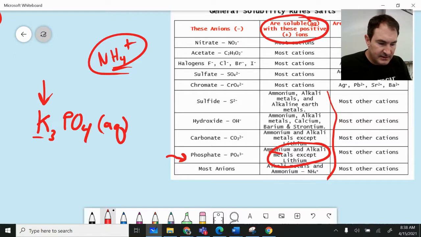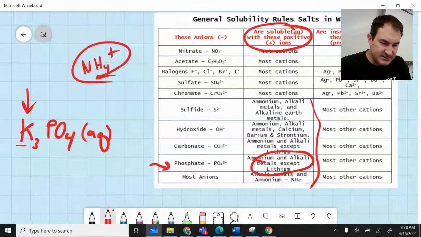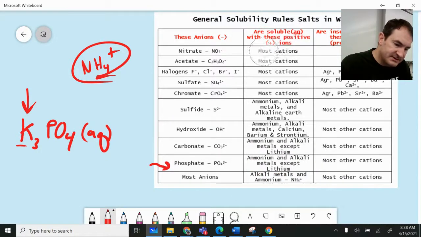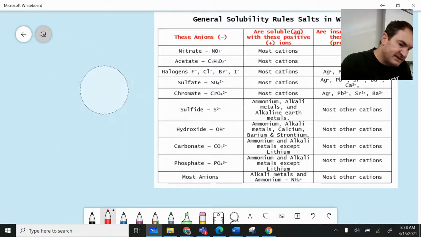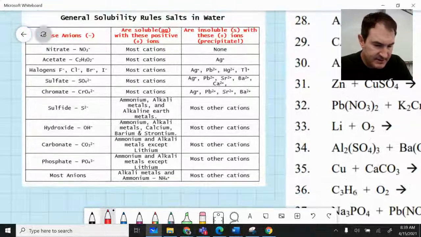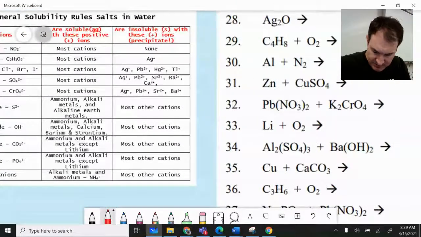So this chart at first seems a little confusing just because there's a lot going on, but it's pretty handy to tell us the solubility of our different ionic compounds. And this will be one of the things that you practice today as you're completing some assignments. So let's practice just looking at all of these.